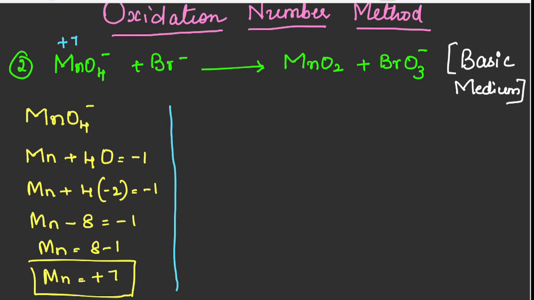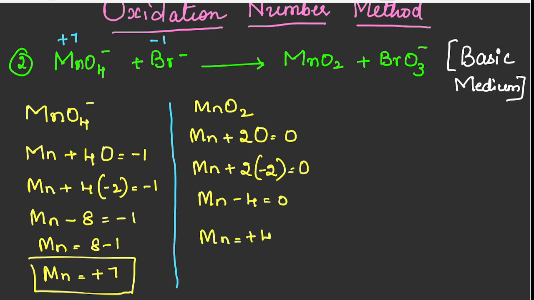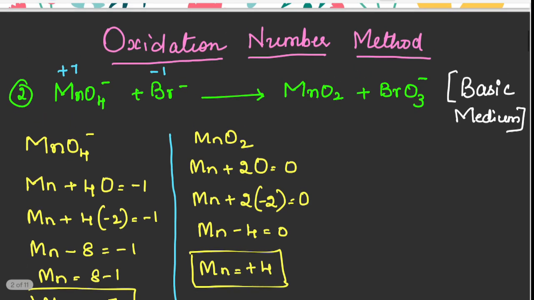Next we will write for Br. Here on the Br there is charge minus 1. Therefore the oxidation state will be minus 1 on Br. Next we will find the oxidation state on this Mn. Now let us take MnO2. So Mn plus 2 times oxygen is equal to 0. This is not an ion, so there is no charge on that, therefore take it as 0. So Mn plus 2 times minus 2 for oxygen is equal to 0. So Mn minus 4 is equal to 0. So Mn is equal to plus 4 is the oxidation state. Let us write here plus 4.